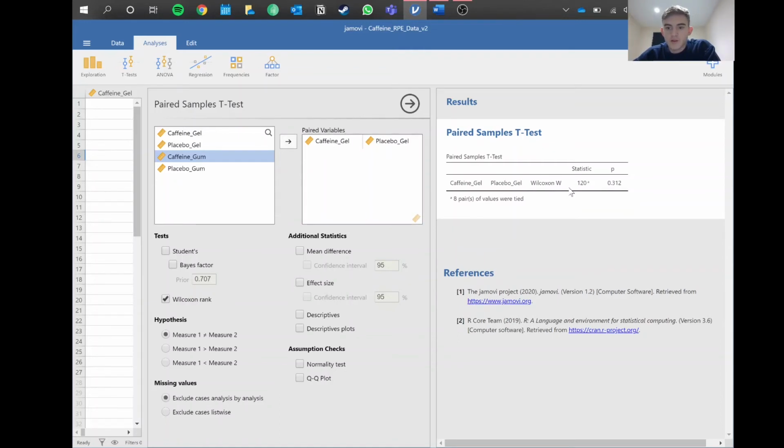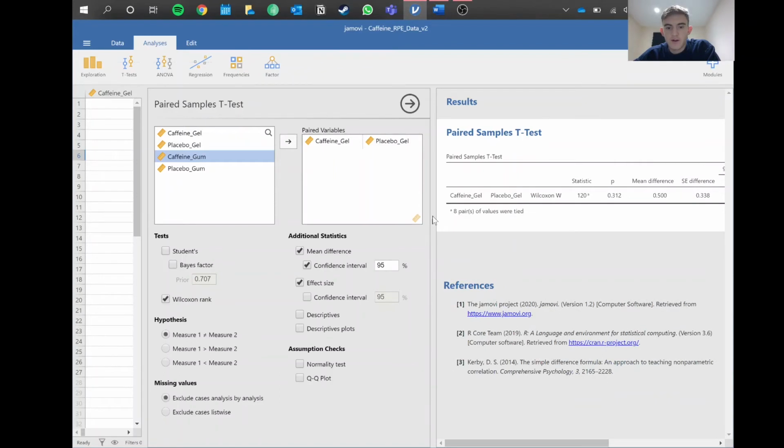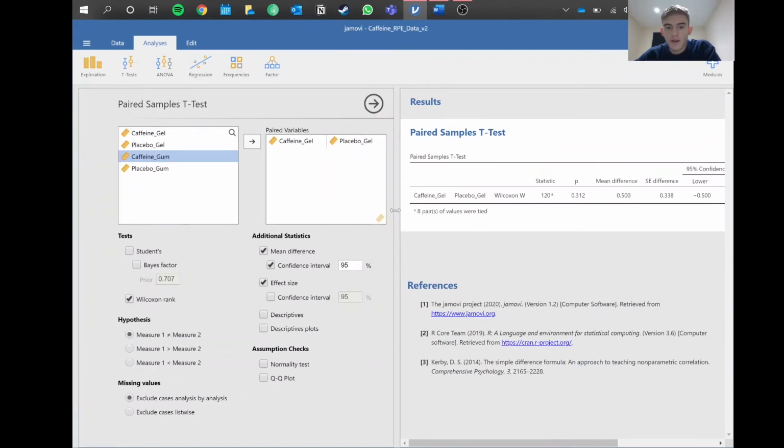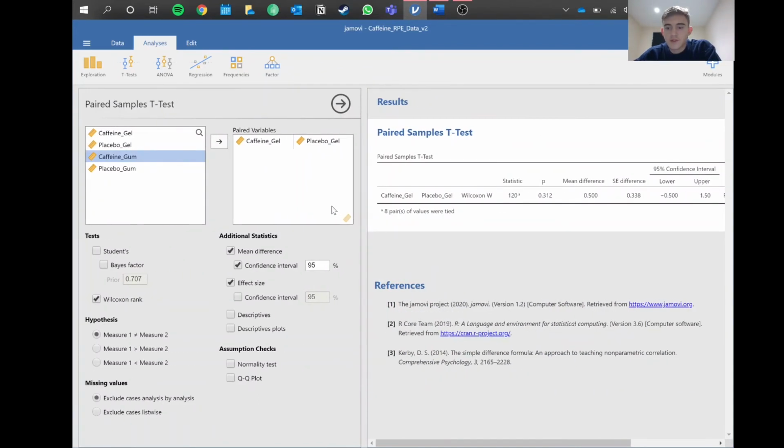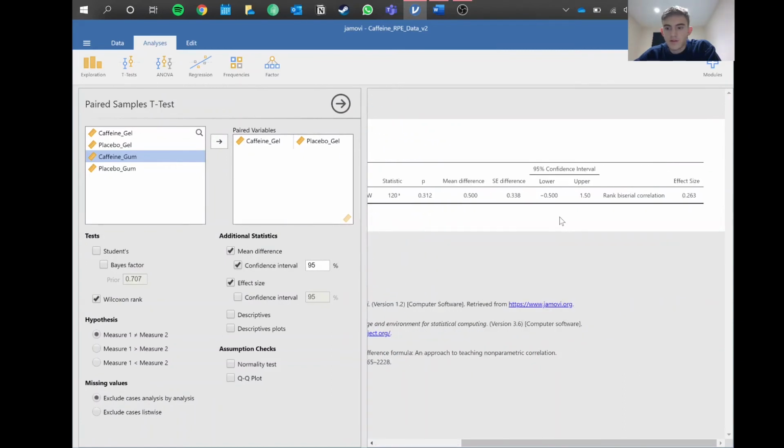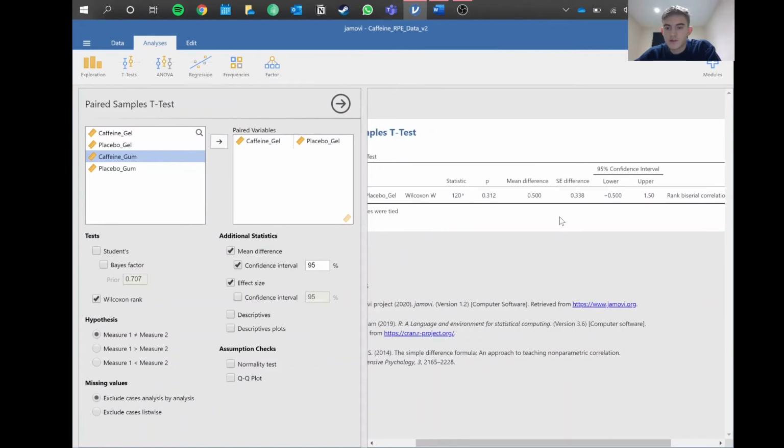Okay, so we've got our Wilcoxon W, and that's our statistic. That's the equivalent of the U, but for dependent tests. And we've got a p-value. For non-parametric, you don't need to really worry about the mean difference and confidence interval and reporting that. It's not really that important, but the effect size is always nice to add.